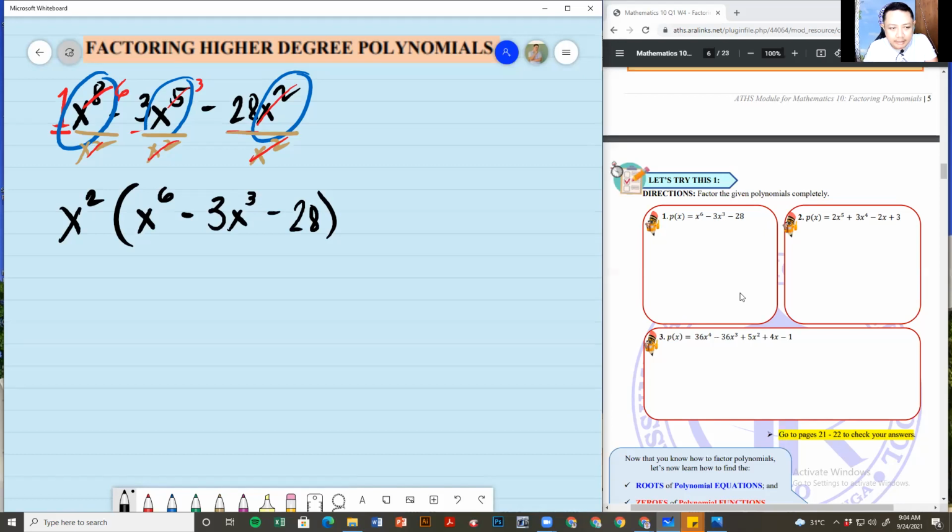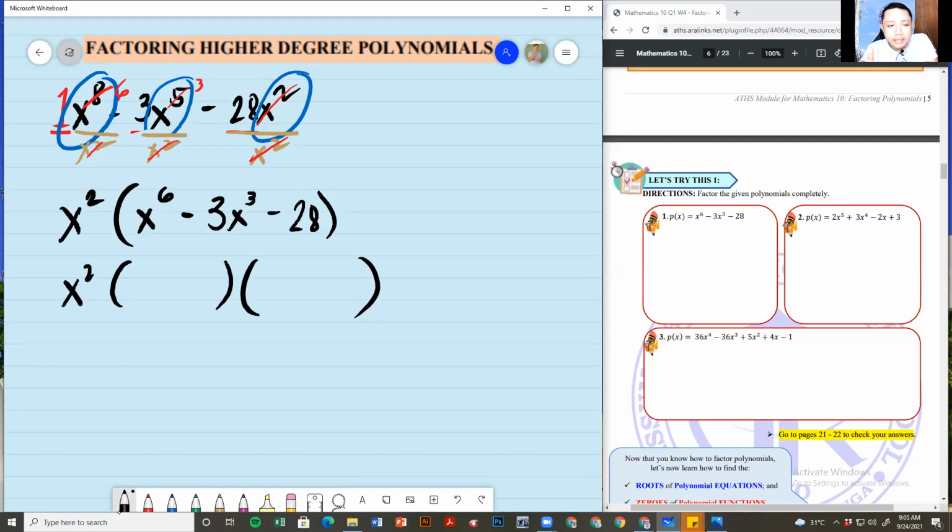No, it's not yet. So we now have this x squared, which will just follow our process. And then in here we have x raised to 6 minus 3x cubed minus 28. Factor this. Let's factor this.